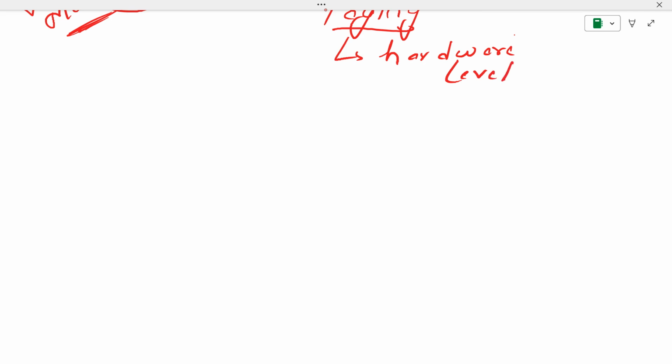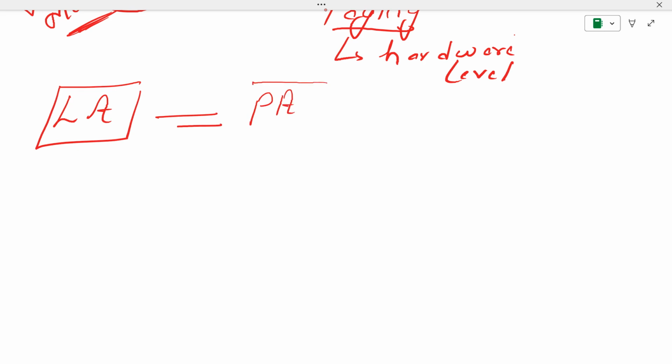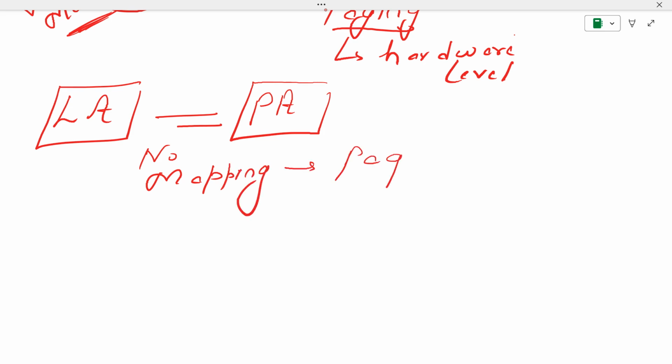Now, if the logical address is the same as the physical address, then no hardware support is required. Let's say the CPU generates a logical address and that is equivalent to the physical address of the instruction. Then definitely no mapping is required, because even if you map, no paging as such is required. No hardware support is required for paging.